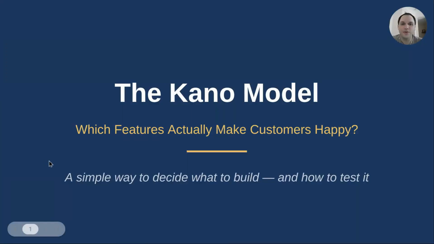Hello, today we're going to look at the Kano model, a simple, surprisingly powerful way to decide which features are actually worth building. By the end, you'll not only understand the idea, you'll know exactly how to test it with real customers. And the whole thing rests on 3 feature types and 2 simple questions. Let's start with the problem it solves.